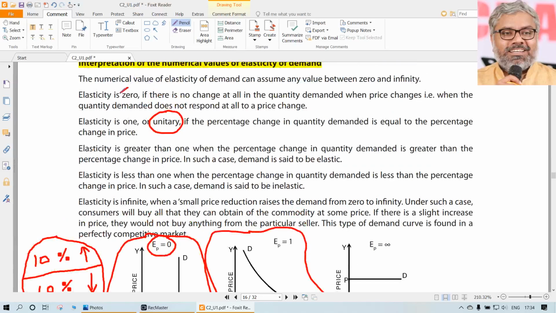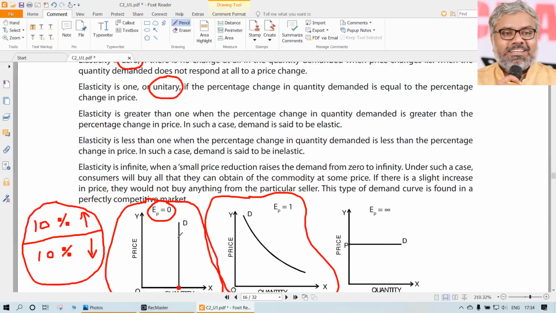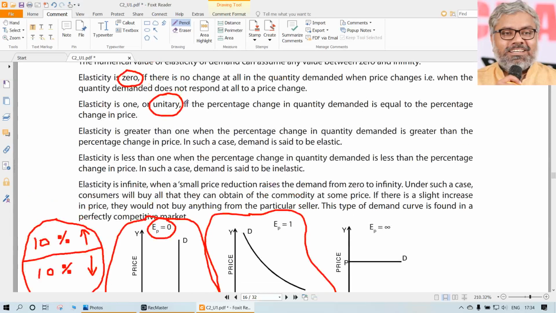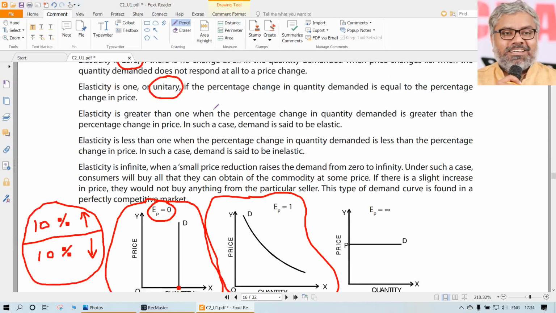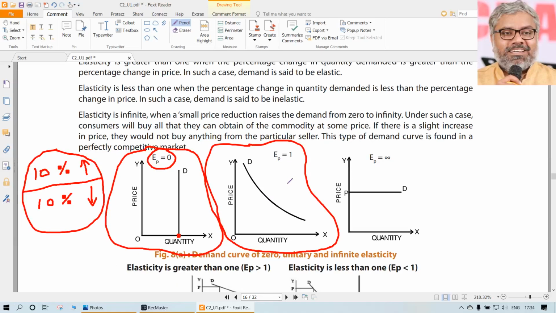So if elasticity is 0, that means there is no change in the quantity demanded at all irrespective of the price changes, which means the quantity demanded does not respond to price changes. That is the first scenario. Second scenario, unitary elastic, or elasticity of demand is 1. What does it mean? It means the percentage change in the quantity demanded is equal to the percentage change in price. That's what happens when the price elasticity of demand is equal to 1. We can call that unitary elasticity.